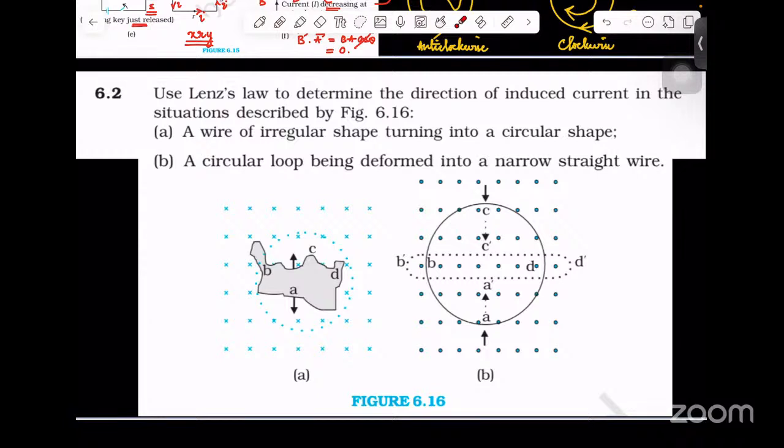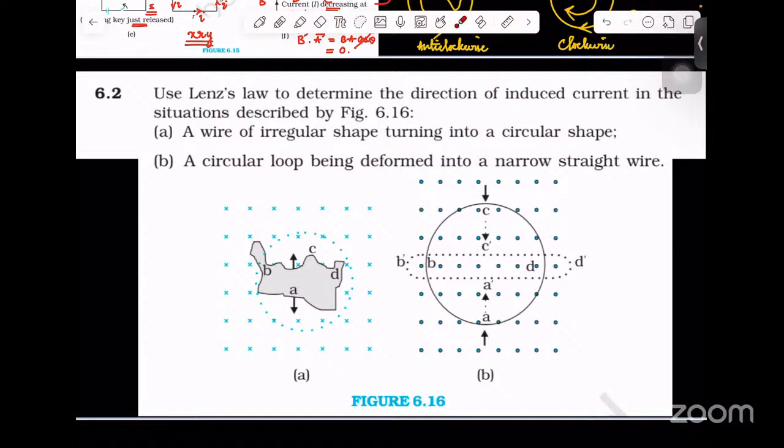So, yeah. So let's move on to the second case over here, which says use Lenz's law to determine the direction of the induced current in the situations described by figure this. Okay. In the first case, we are having a wire of some irregular shape, which is given to us, which is turning into a circular shape, okay.